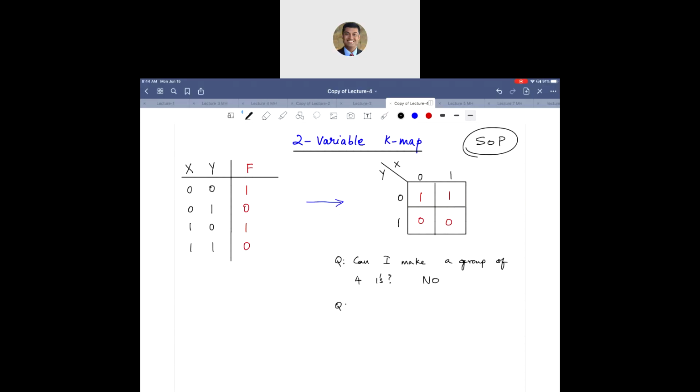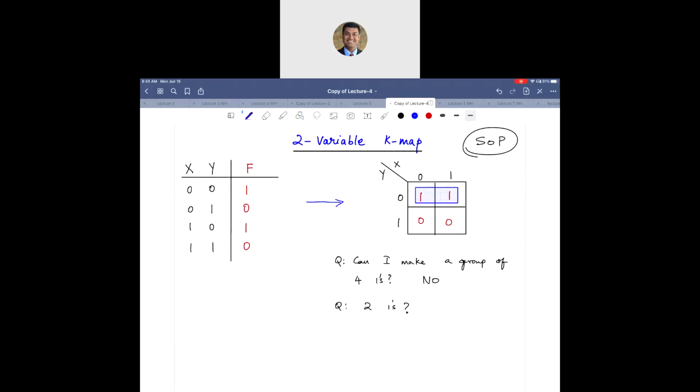So the next question would be, how about 2 ones? Can I make that? Yes, I can make that. And notice it goes down from 4 to 2 to 1. Powers of 2, and it is going down. So yes, I can make a group of 2 ones. Where are they? Let me put a box around it. Maybe this one will be better. That is my group. It is adjacent. It is not diagonal. And I am covering all the ones. I have not left out any ones. So I'm done. I have grouped adjacent ones here.